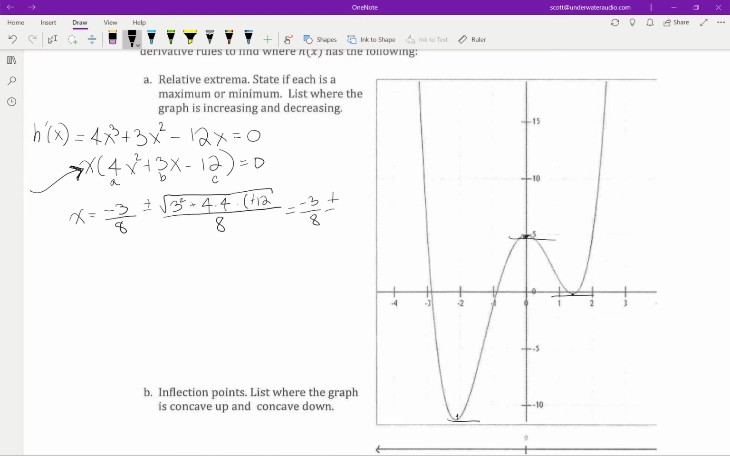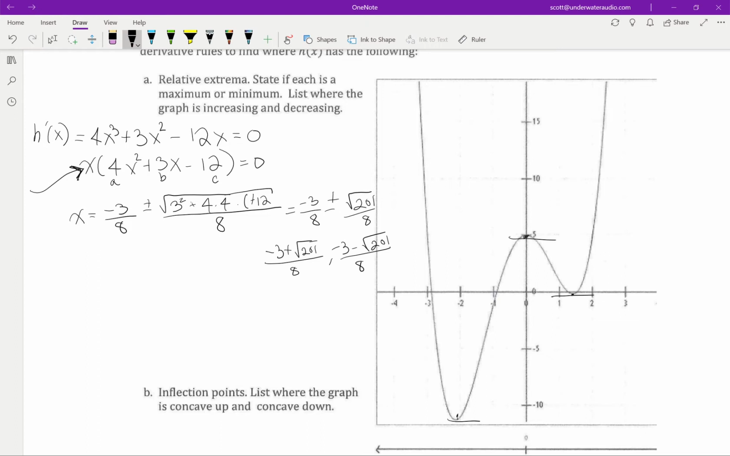So 4 times 4 is 16 times 12. Let's see, 192 plus 9. Okay, so the square root of 201. So that is kind of a weird number. 201 over 8. And then I will probably leave that as -3 plus the square root of 201 over 8. And then the other answer we will have be -3 minus the square root of 201 over 8.